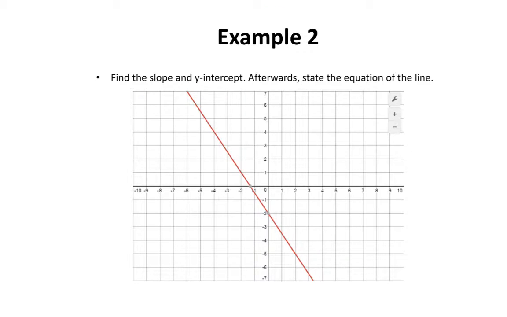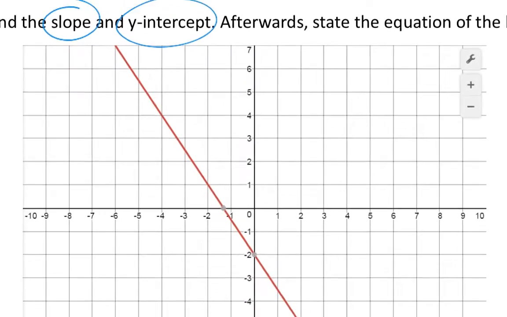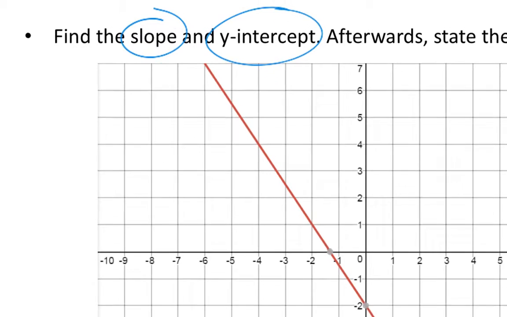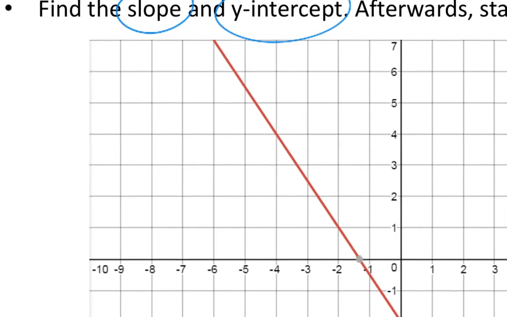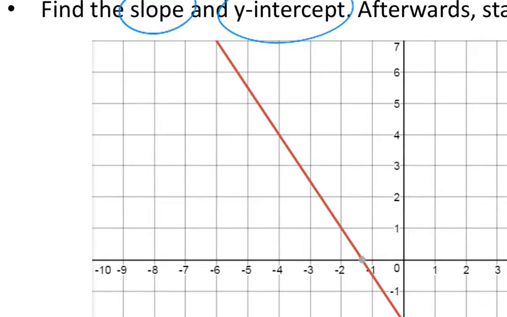In our second example, we want to find the slope and y-intercept of this line. Then afterwards, we want to state the equation of the line. However, we want to use this new slope equation that I just taught you in the previous slide. Our first step is to find 2 points on this line, any 2 points. Preferably, you want to find points that are on the major grid lines. So I'm going to choose this point over here, and I'm going to choose this point over here.